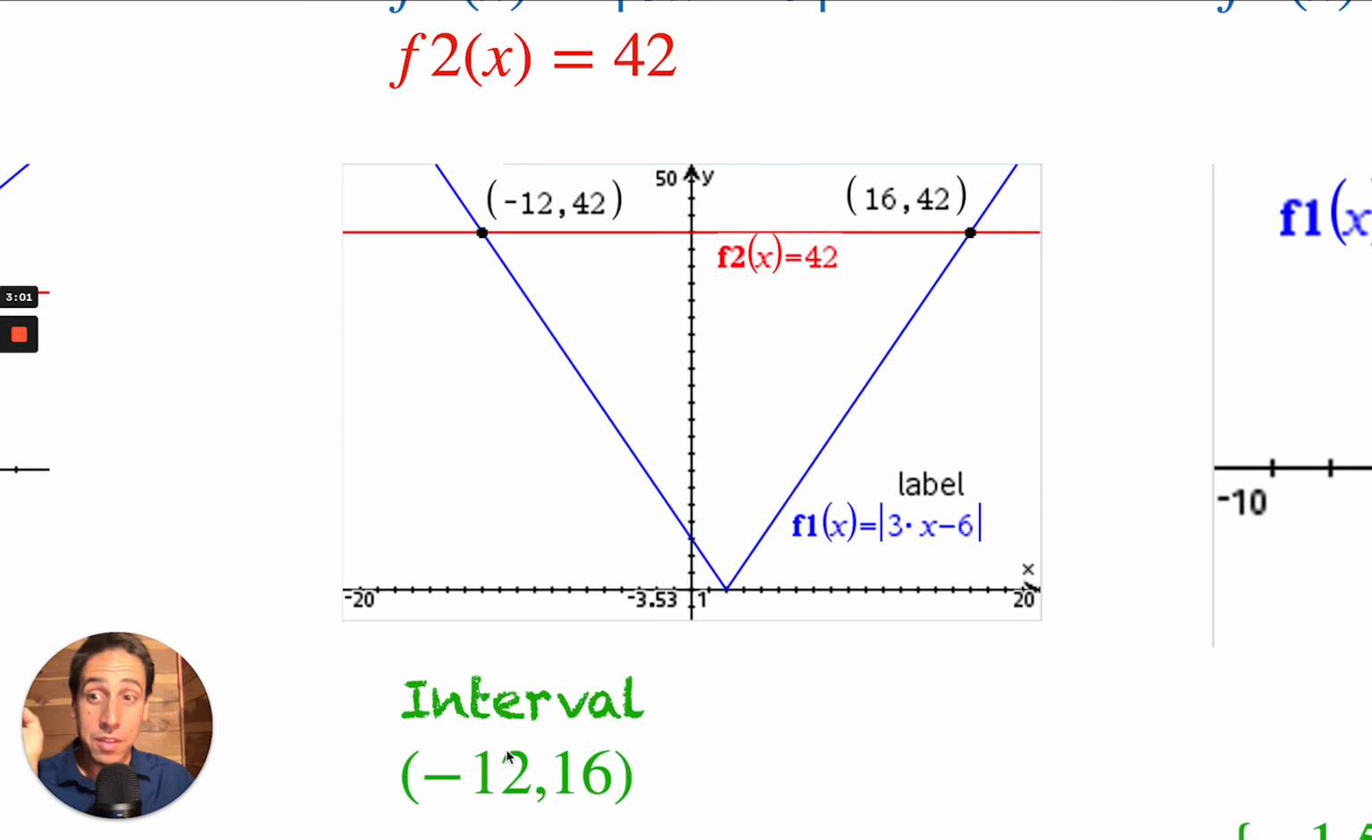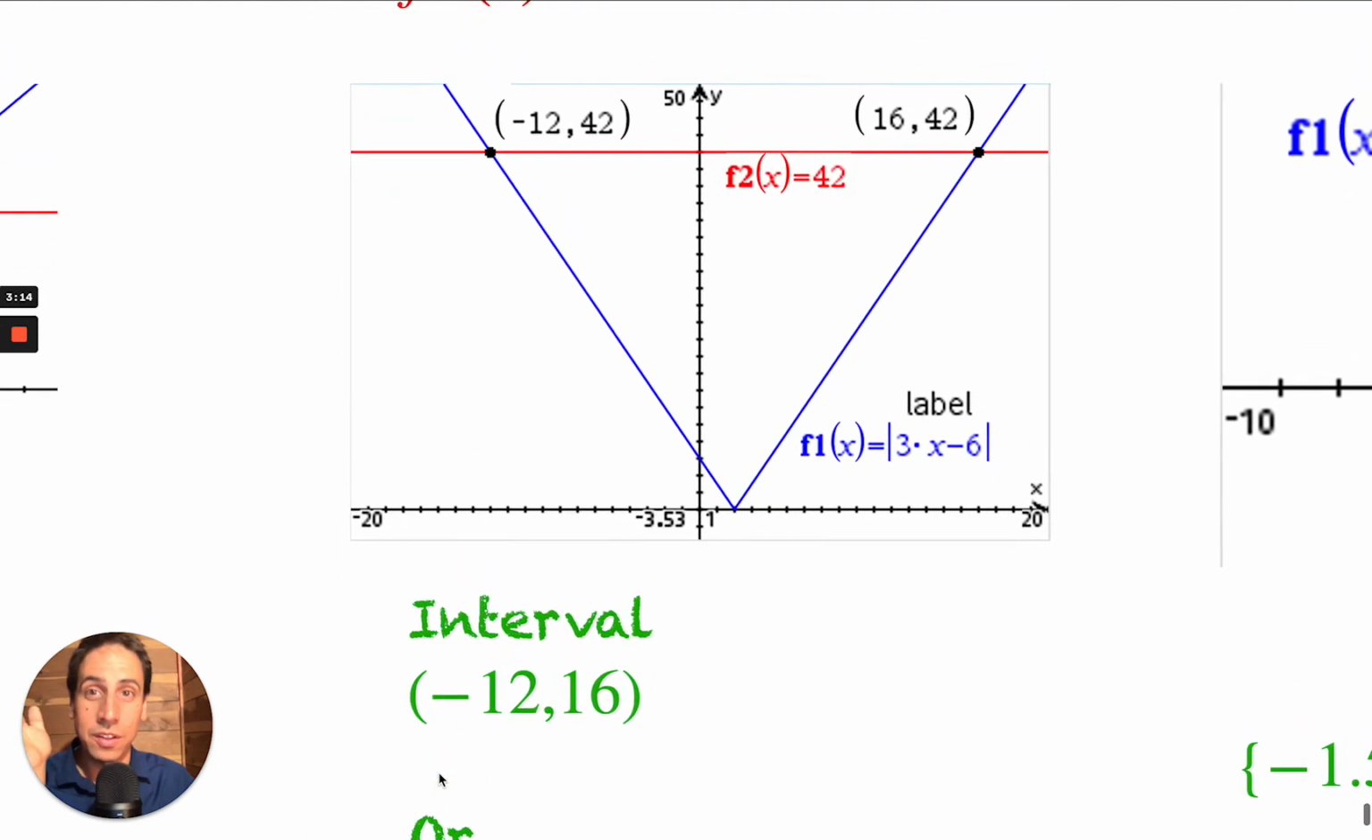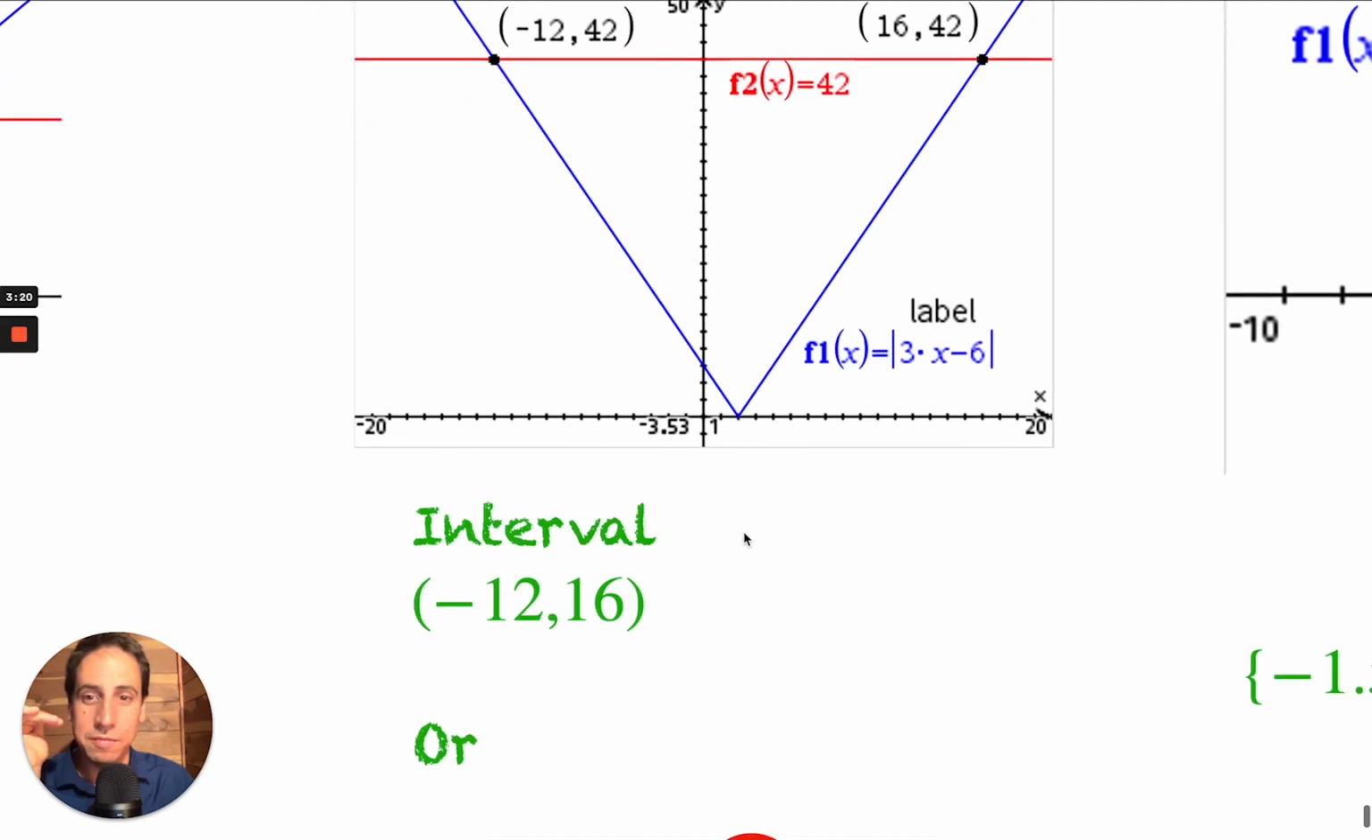This is, by the way, not a location on the graph. This is not an x value, y value. This is an interval, a collection of x values. It starts at -12. It goes up to 16, and does not include -12 and does not include 16 because all these x values produce y values less than 42, lower than the red line.